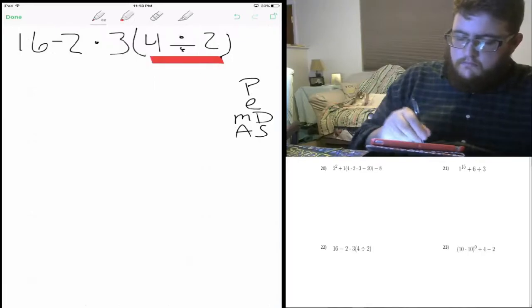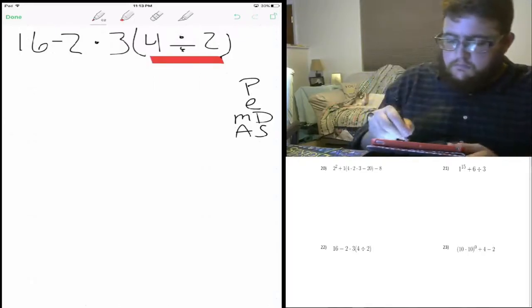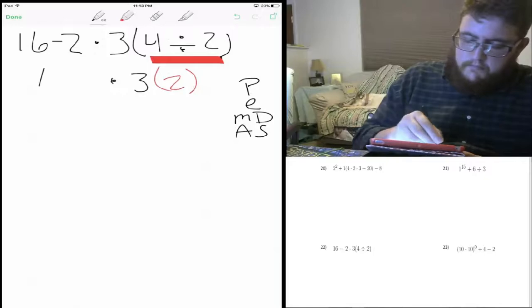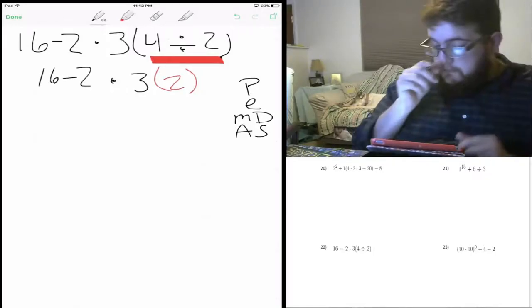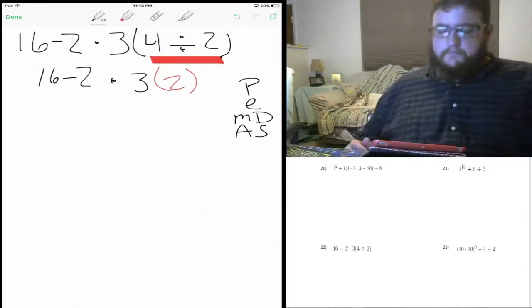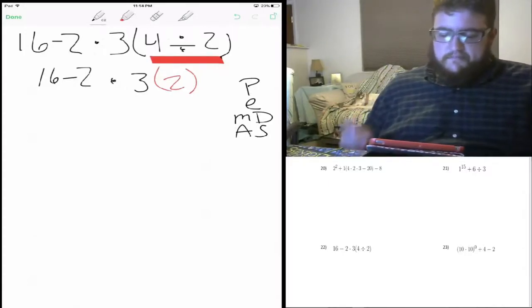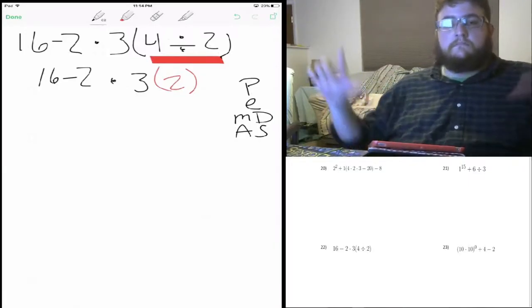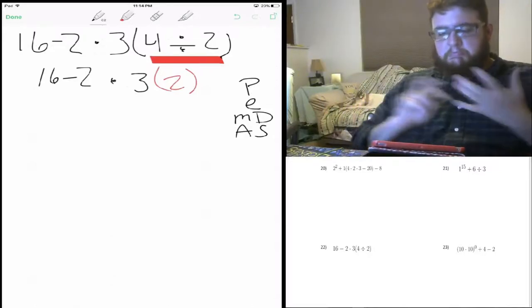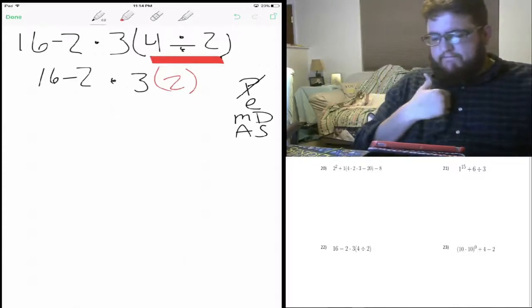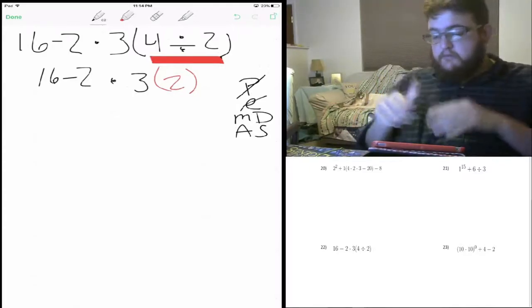Four divided by 2 is easy enough. 4 divided by 2 is 2. We'll bring down our parentheses. Notice that our parentheses now is simplified to one term. We have successfully reduced our parentheses. There are no other operations going on inside of those parentheses. So we're done with parentheses. We can cross those off. We don't have any exponents, so we'll cross that off as well.